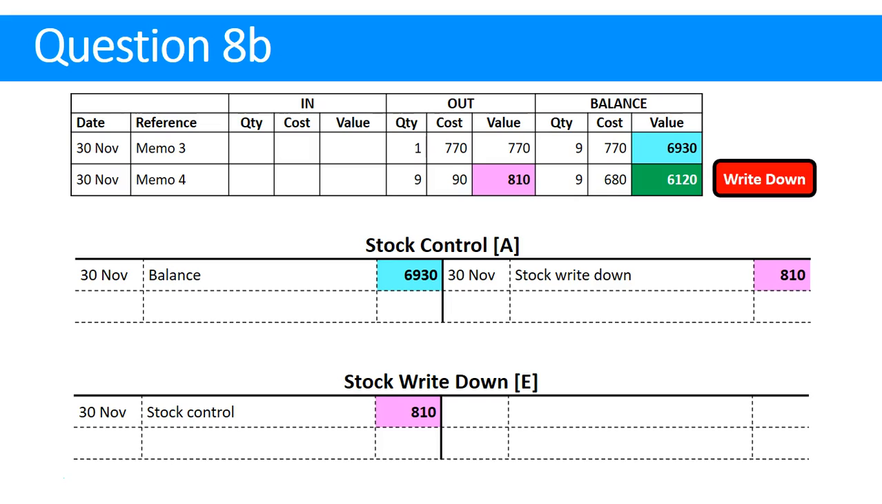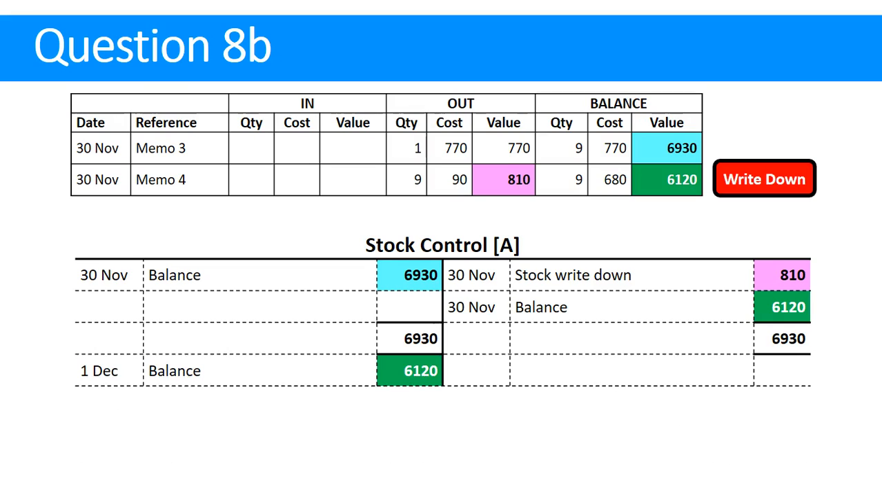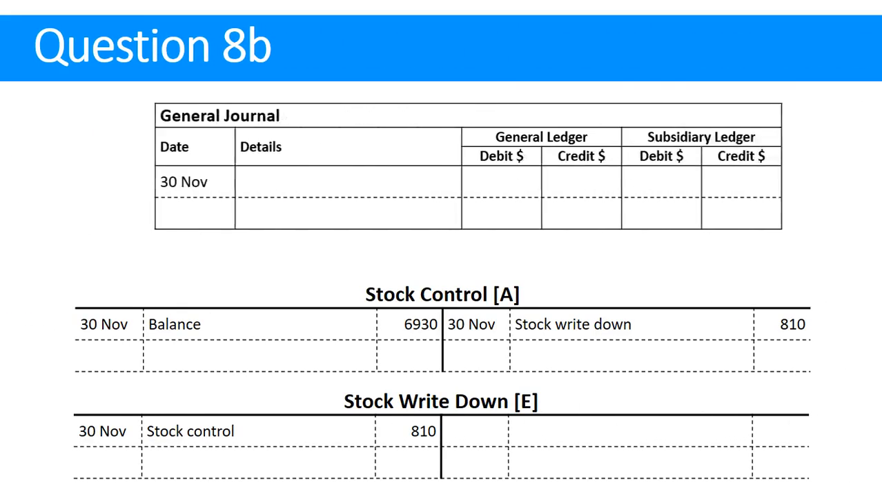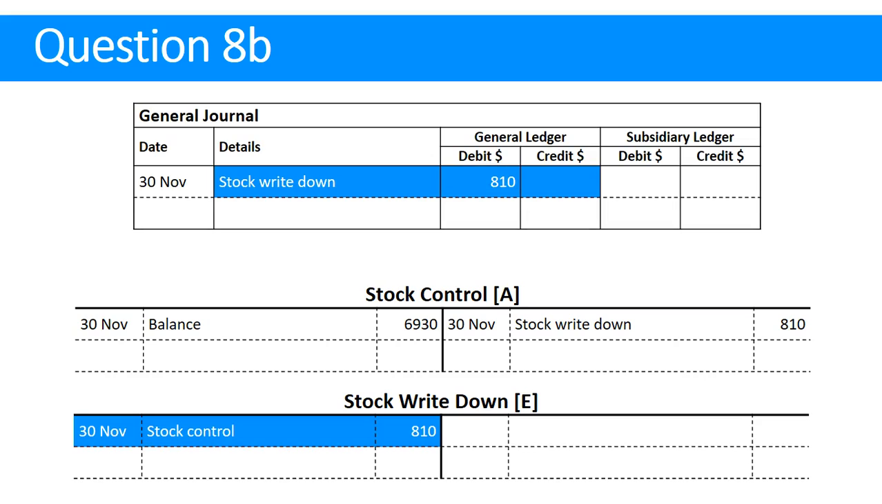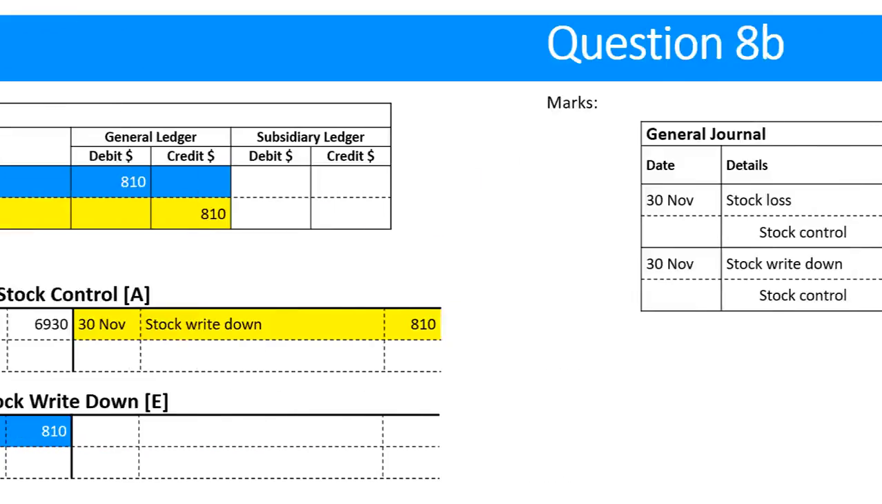Now to prove we've got that right, if we go forward and balance that stock ledger, carrying forward the balance based on the numbers we have, we will actually get a balance of 6,120. So we're correct with our numbers here. What did we have to do in the general journal? We had to do a debit to stock write down, which was the expense, and a credit to the stock control account. In both entries, remember, it didn't ask for a narration. If you did one, you weren't penalized, but why would you do one? It would just take up time and space. So remember to read the question.